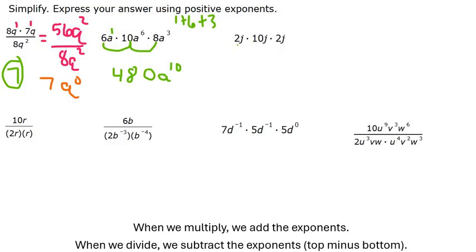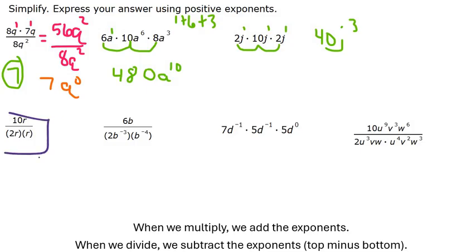And for the next one, same idea. 2 times 10 times 2 is 40. And then for the j's, there's 3 of them. They all have an exponent of 1, so we add them up. We're going to have 3, so our answer is 40j to the 3rd power.